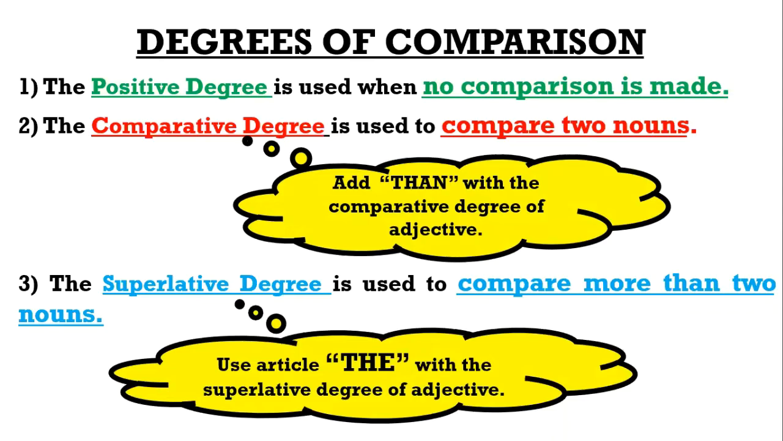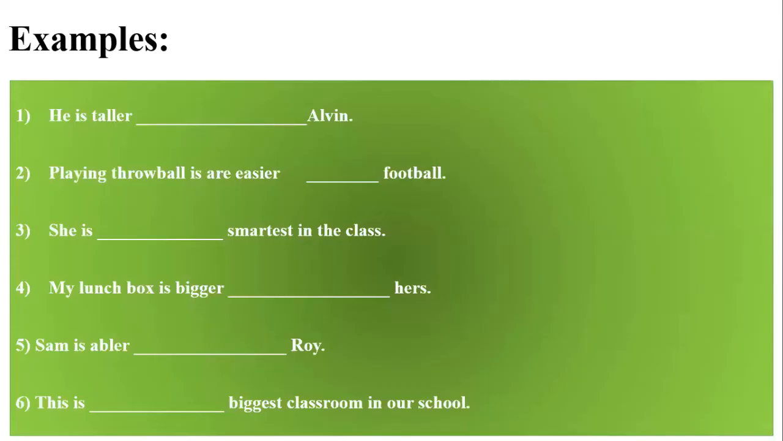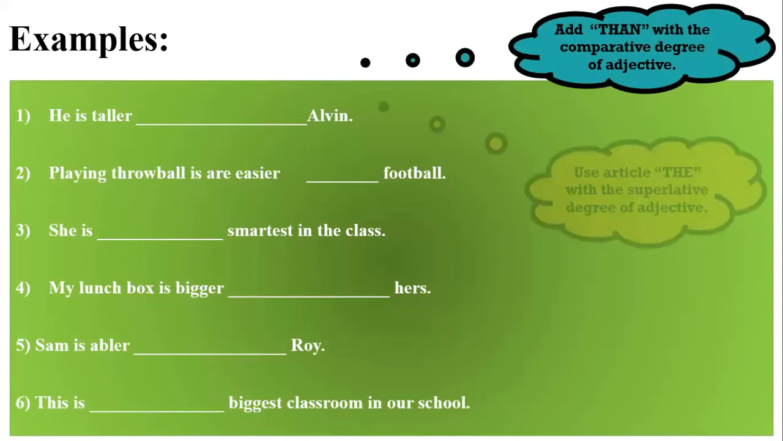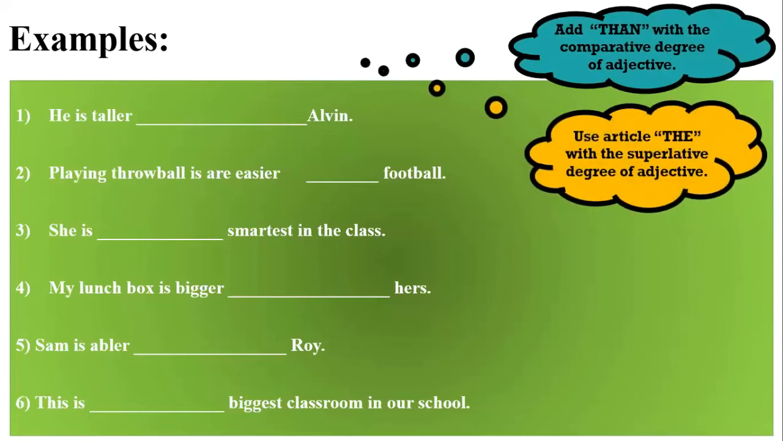Till here is it clear, children? Let's have some fun exercises now. Always keep in mind, add "than" with comparative and use the article "the" with superlative degree of adjective. So let me read a few examples.